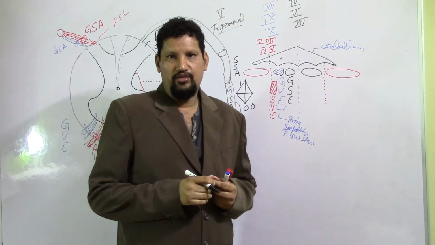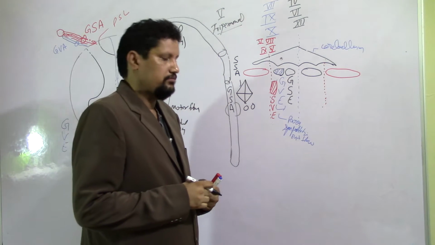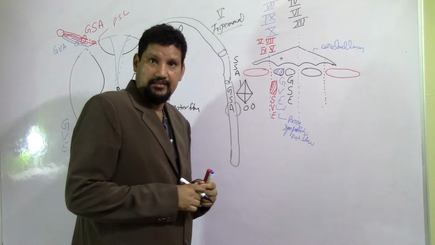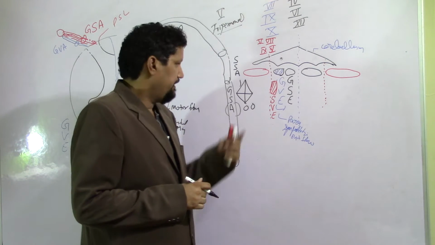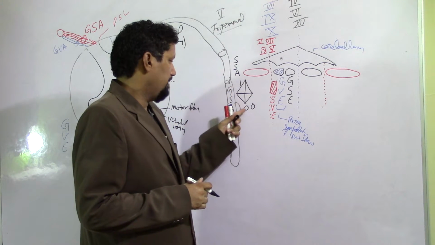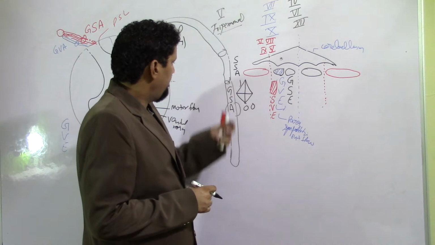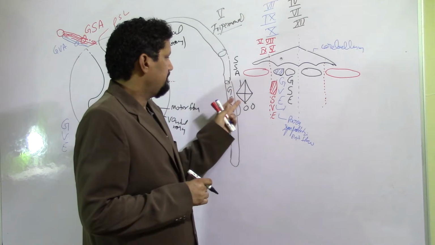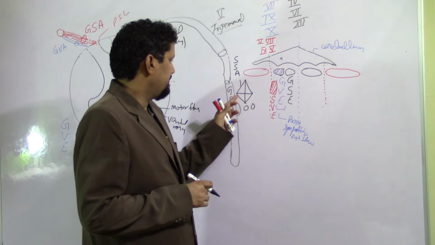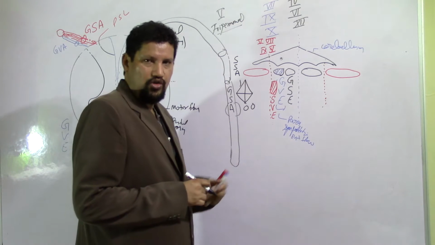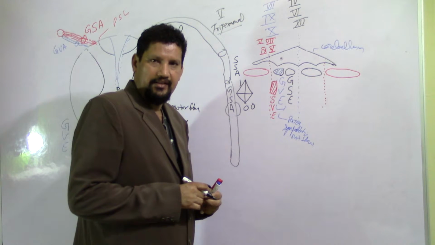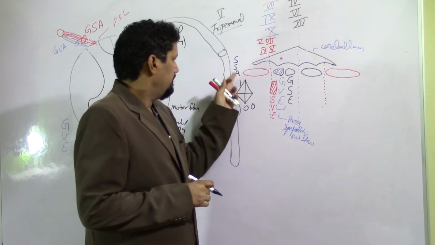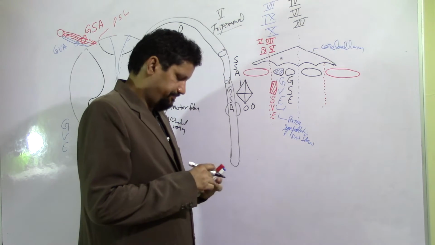This column is known as special somatic afferent. It is special in nature because hearing, equilibrium and maintenance of posture are carried by this special type of nuclei, that is vestibular, and hearing by cochlear. So it is special in nature and it is coming from the ear, so it is special somatic afferent.